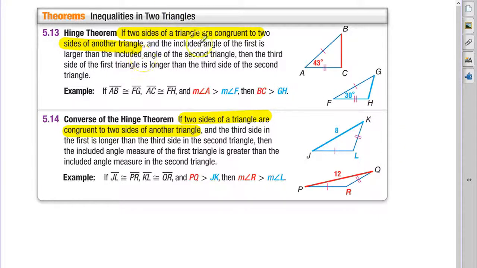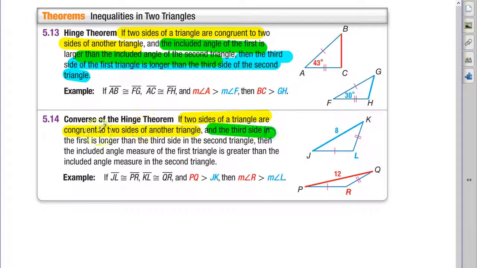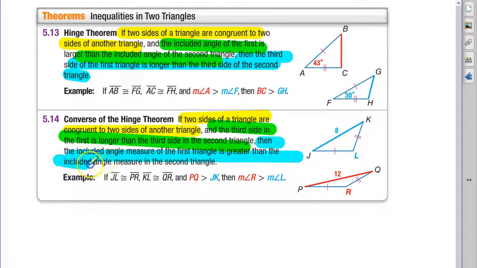What the hinge theorem says is if the included angle is bigger on the first than the second, then the third side is bigger on the first than the second. So the hinge theorem bases itself upon the angle. The converse says, okay, if the third side is longer than the third side of the other one, then the included angle measure is bigger from the first to the second.